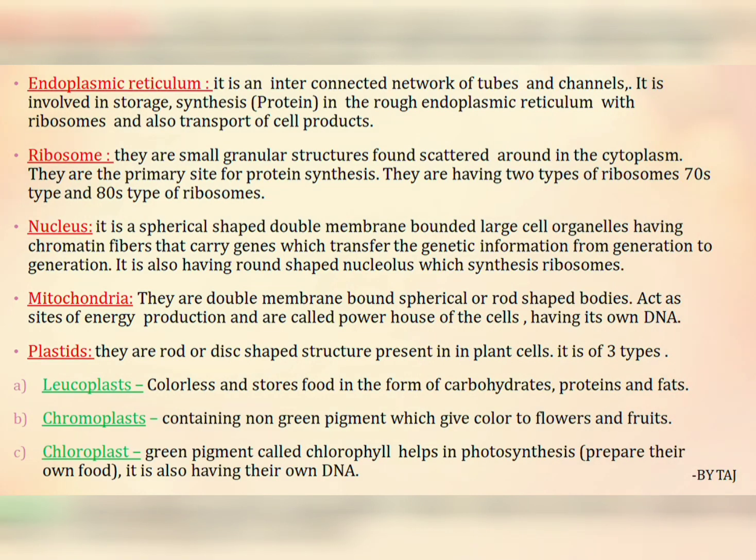Chromoplast, as the name itself suggests, chromo, which means coloring. So, it contains non-green pigment which gives color to flowers and fruits. Chloroplast is a green pigment, having chlorophyll in it, which helps in photosynthesis. Photosynthesis means the plants have the ability to prepare their own food with the help of sunlight and water. It also has its own DNA. That is, the chloroplast and mitochondria have their own DNA. This is about the cell organelles.